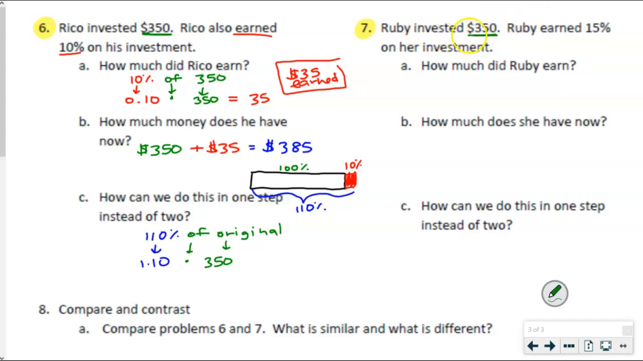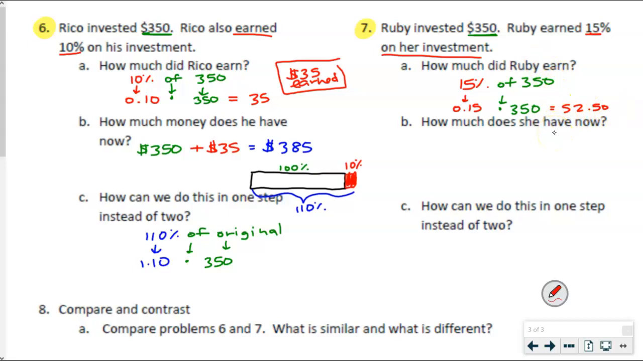Ruby invested $350. Ruby earned 15%. So invested the same amount as Rico, but Ruby earned 15% this time. So what does this mean? How much did Ruby earn? We want 15% of 350. What is 15% of 350? 15% is 0.15. Of means we're multiplying, and we're multiplying by the original amount of 350. Type that into your calculator, and we get 5250. That means Ruby earned $52.50.